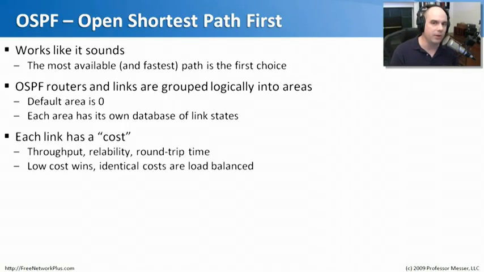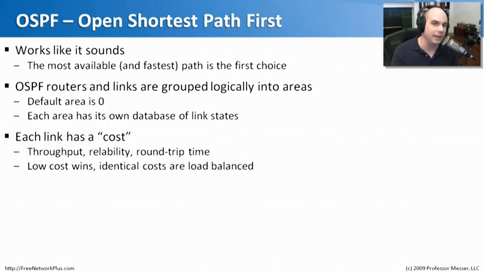Each link has something called a cost associated with it. One router might have 10 different links connected to it, so it needs to determine how to move traffic down those connections. It's going to look at how much it costs, if you will, to go down those links. And it takes into account the throughput, how fast and how much traffic is going through there, how reliable that link happens to be, how often it goes up or down, and the round trip time, how quickly traffic goes back and forth over that network. The lowest cost wins. So the smallest cost is what's going to go through that link.